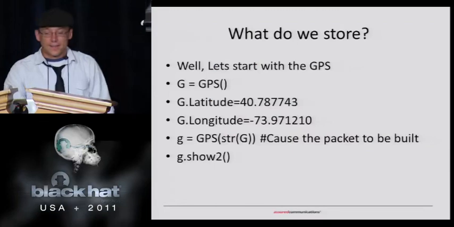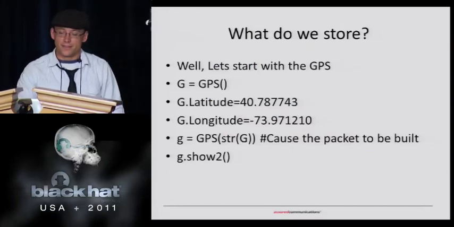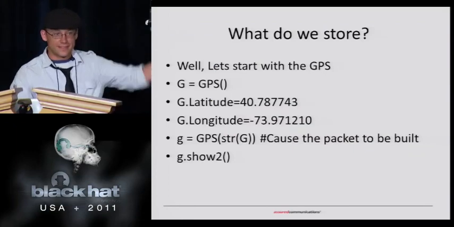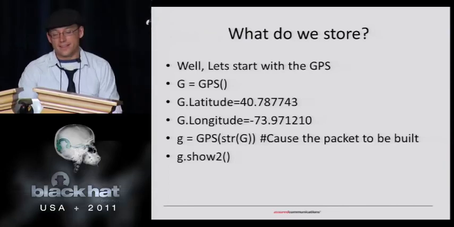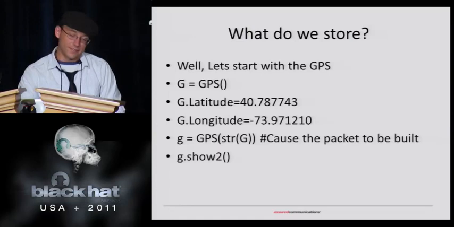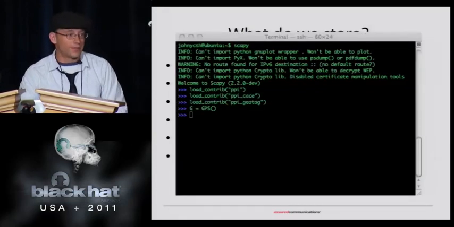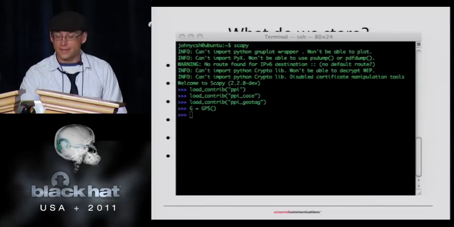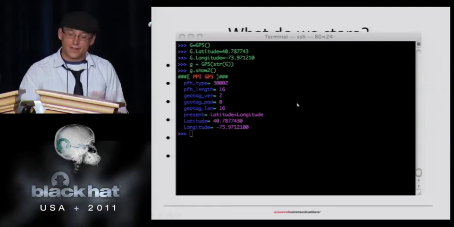So, what do we want to store? Let's start with the GPS. That's the most easy. So, if you guys are unfamiliar, how many people have actually used Scapy in here? Anybody? Scapy's great. I love it. So, what you might think here is pseudocode, because it looks so easy to read, is actually real code for Scapy. So, if you fire up Scapy, load the contrib modules that implement all of this, and we make a GPS tag. Then we set the latitude and longitude to these, and then we print it out. Fairly straightforward.